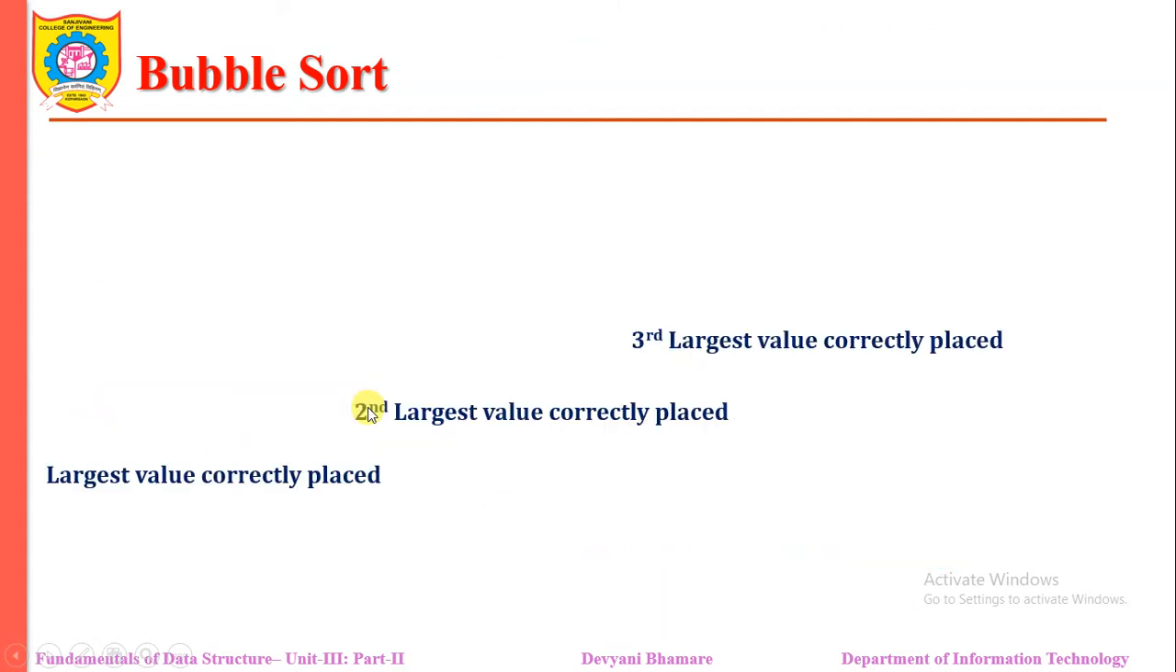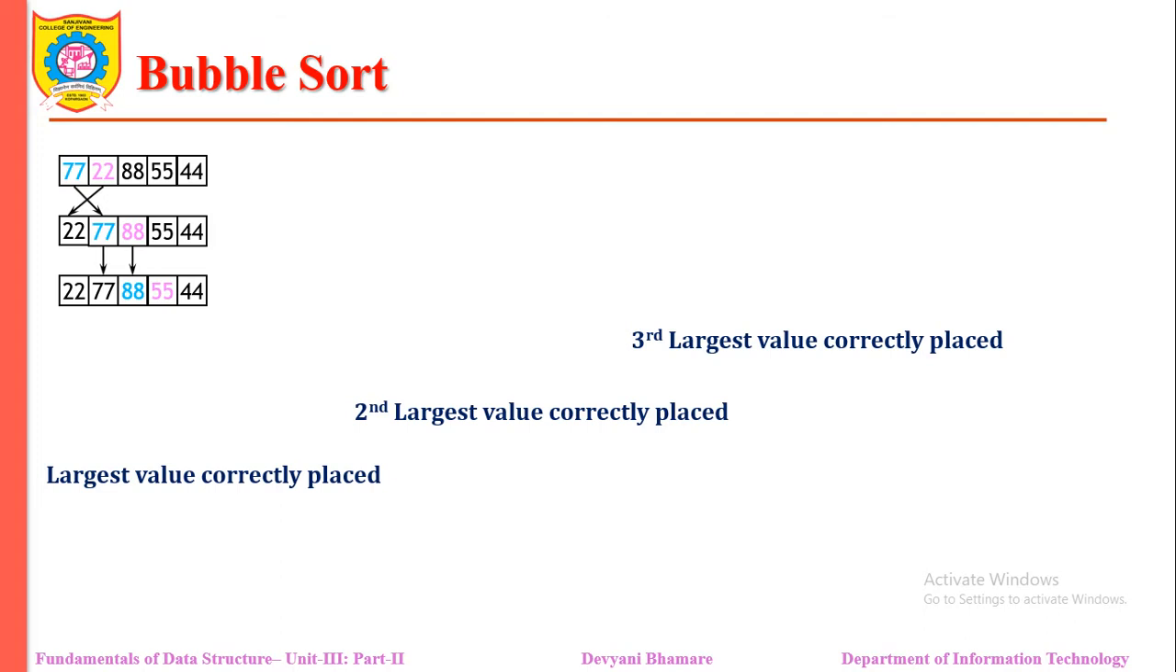So let me start with how the bubble sort works. If we have the elements 77, 22, 88, 55 and 44, then bubble sort starts by comparing adjacent elements. So 77 and 22 are compared. We identified 77 is greater, that's why it is swapped with 22. Next, 77 and 88 are compared. We identified that 77 and 88 are in proper place, that's why no need to swap.